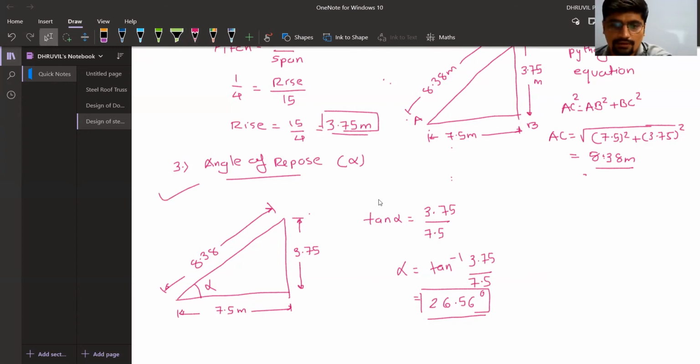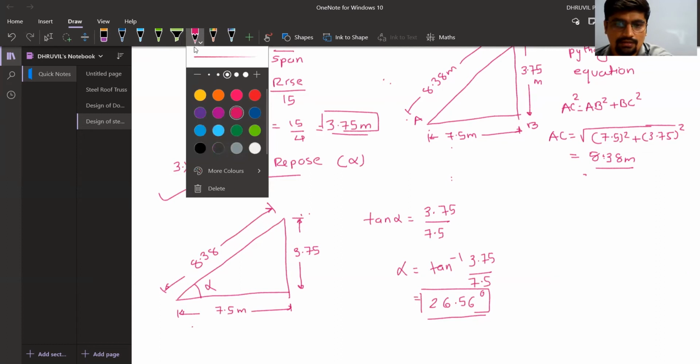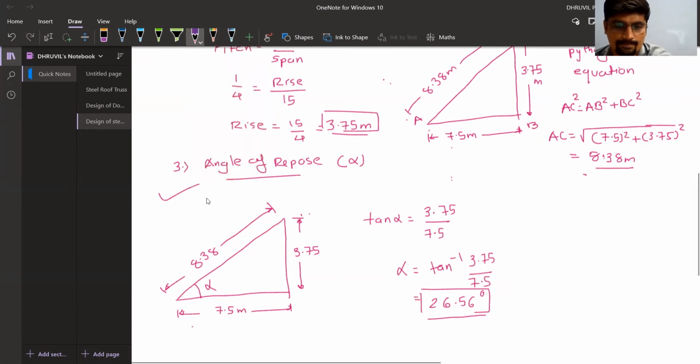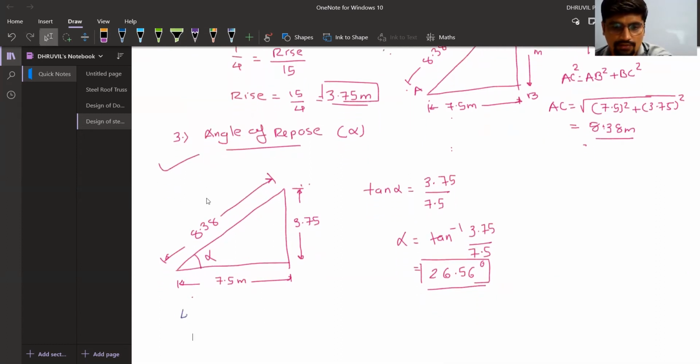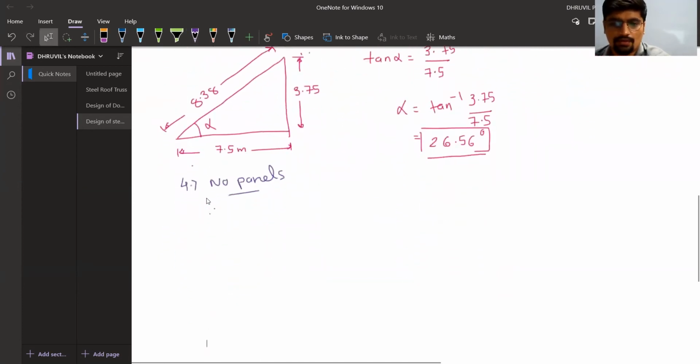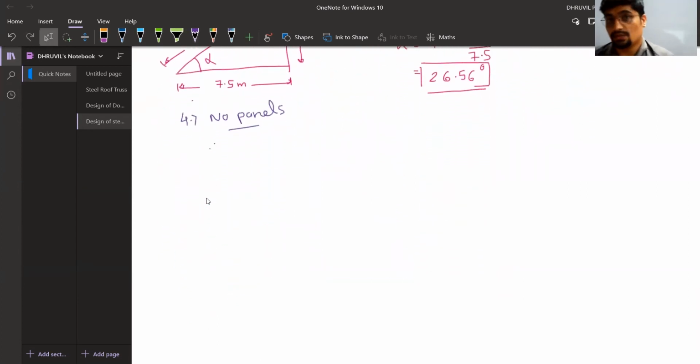Moving forward to the number of panels. How will we find the number of panels? So let's take another color. The fourth thing is number of panels. In number of panels, what is a panel? First of all, I will explain it to you.